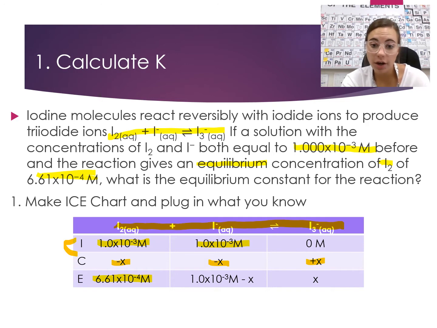So then I can combine the I and C to get to the equilibrium. I already know that I2's equilibrium concentration is 6.61 times 10 to the negative 4. I already filled that in. But for I minus, I'm going to take 1.0 times 10 to the negative 3 minus x, and then 0 plus x, which of course just equals x.